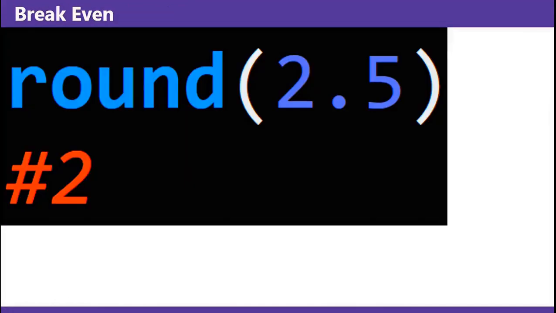If you specify no second argument and you have an example like this, where you have some number ending in 0.5, the round function rounds to the nearest even number. In this case, 2.5 rounds to 2.